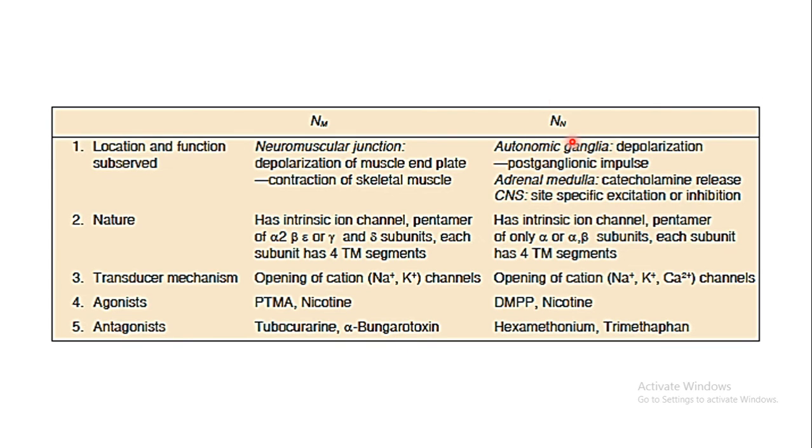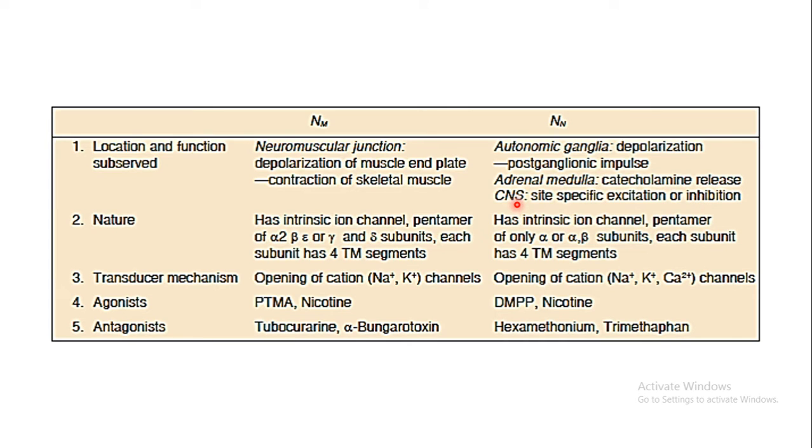Then the NN receptors, which are mainly found in the autonomic ganglia, will result in depolarization. As a result of this, the postganglionic neuron will get stimulated. So an impulse will be generated, and wherever it is stimulated, that area will get stimulated. Apart from this, NN receptors are also found in the adrenal medulla. Here stimulation of the NN receptor will result in catecholamine release. The adrenal medulla synthesizes the catecholamines found in the body: adrenaline, noradrenaline, dopamine. These are synthesized mainly in the adrenal glands. So their release will take place.